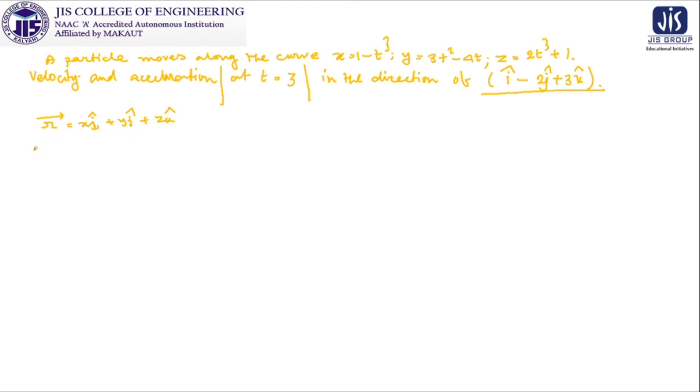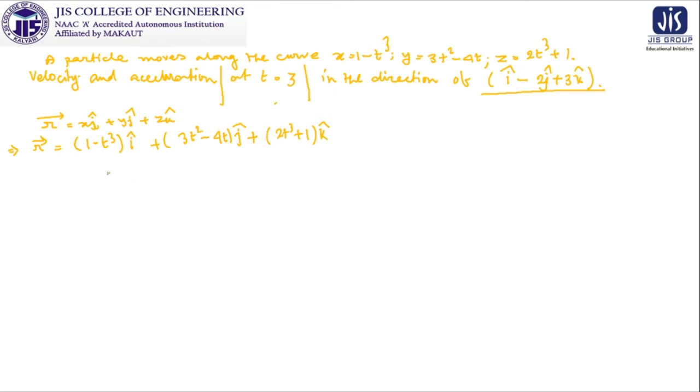So next we can write r is equal to x and y and z is given. So (1 minus t cube) i plus (3t square minus 4t) j plus (2t cube plus 1) k, because I have just substituted these values in this position.